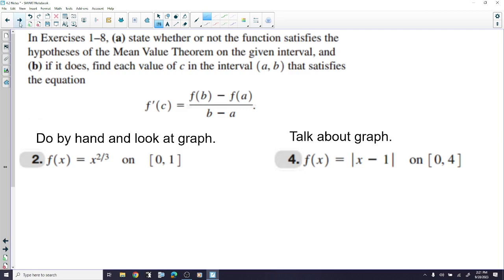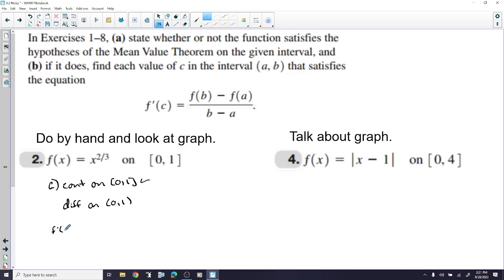State whether or not the function satisfies the hypothesis of the mean value theorem on the given interval, and if it does, find each value of c in the interval (a, b) that satisfies the equation. So let's do it by hand, and then we'll look at the graph. State whether or not the function satisfies the hypothesis. So continuous on 0 to 1. Yeah, check. Differentiable on 0 to 1. Well, we don't know the derivative yet.